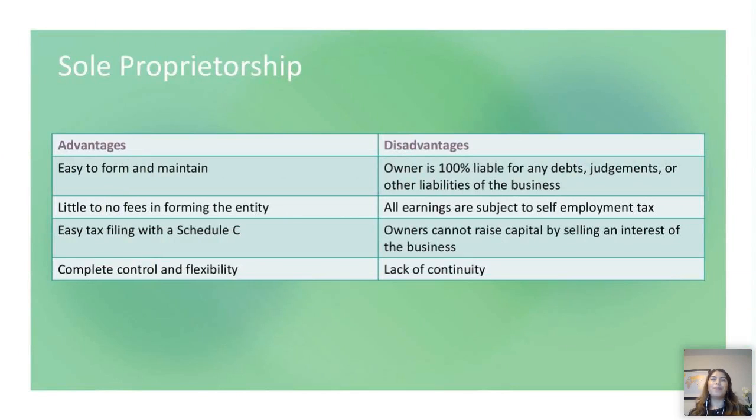A sole proprietorship. One of the greatest advantages is that it is easy to form and maintain, and it also has little startup costs. So if you're just starting, I think this is great, because in many states, you don't have to pay a lot to form a sole proprietorship. One of the biggest disadvantages is that you don't get that limited liability protection, and all your earnings are being subject to self-employment taxes, which is around 15%. And so that's a hefty number.